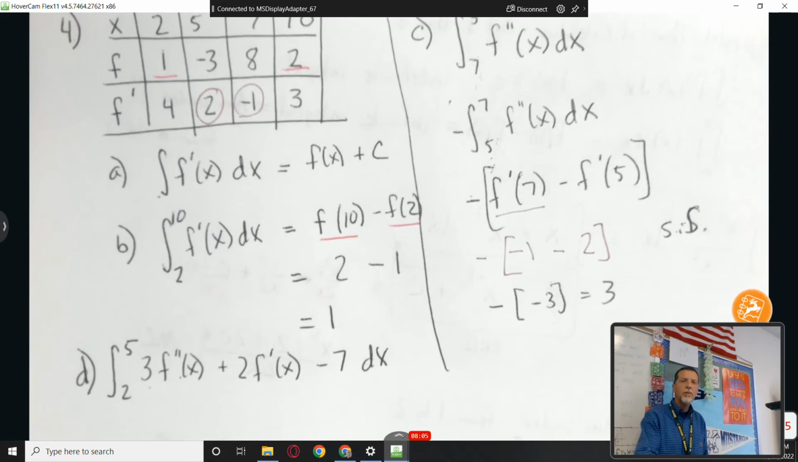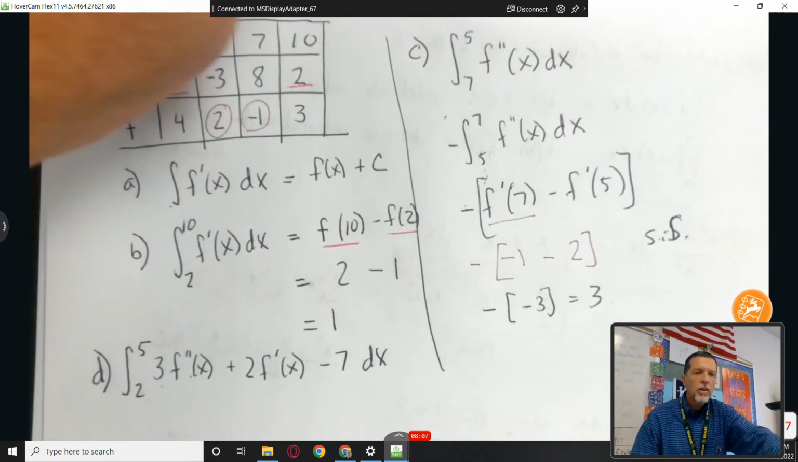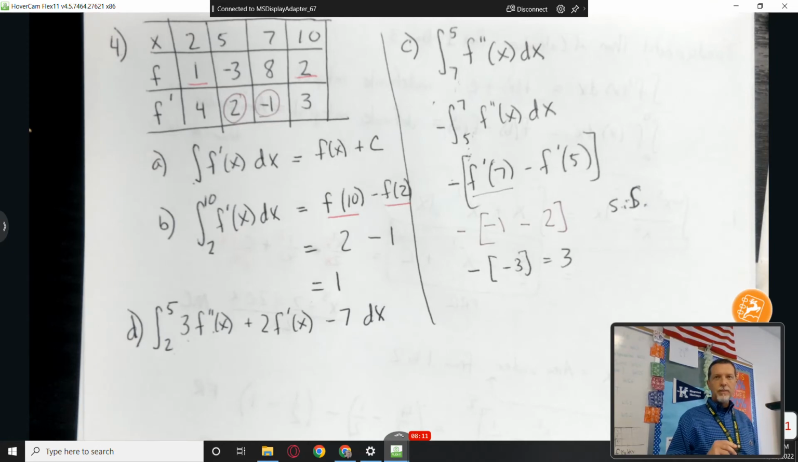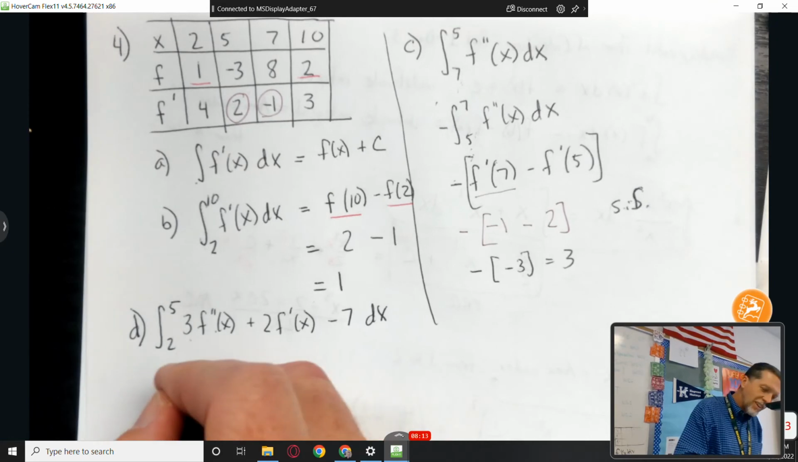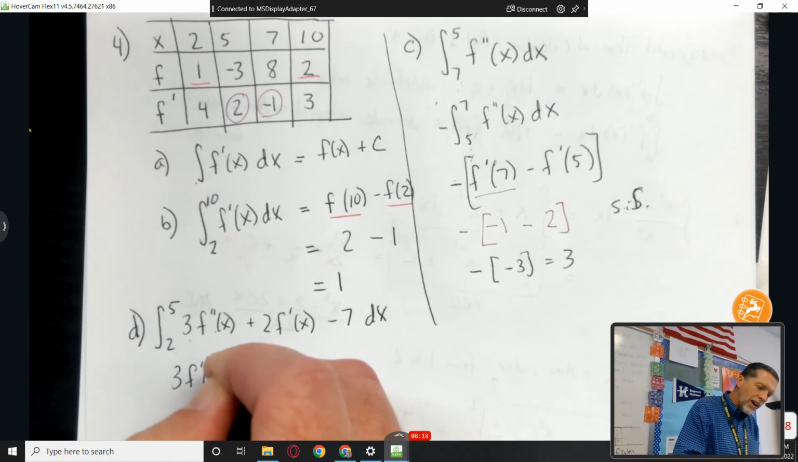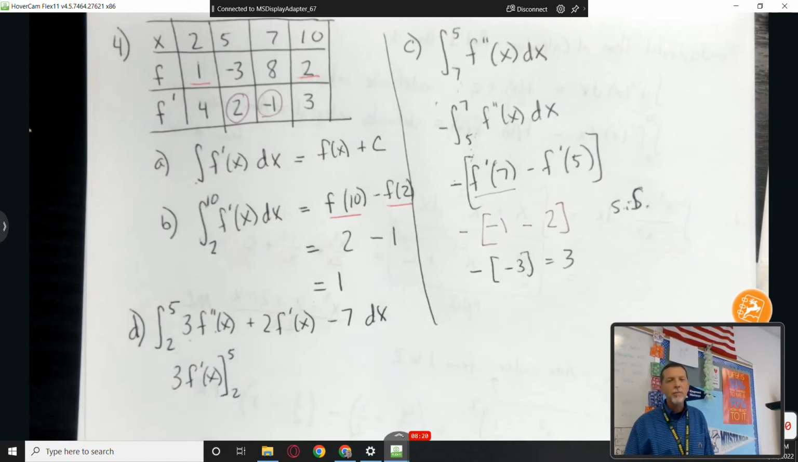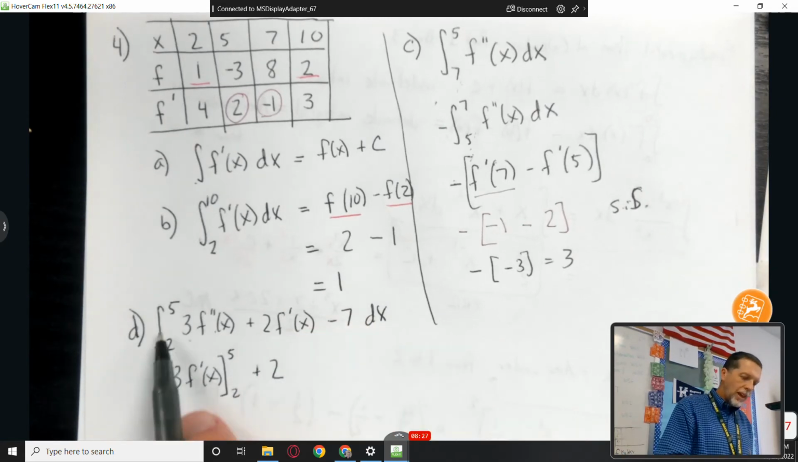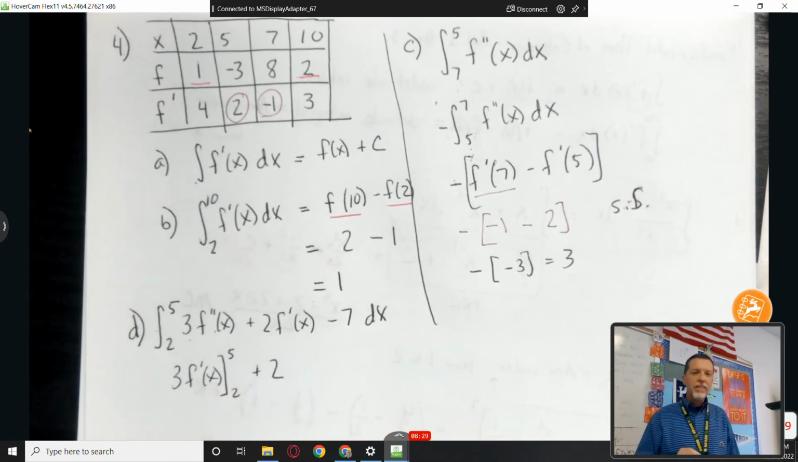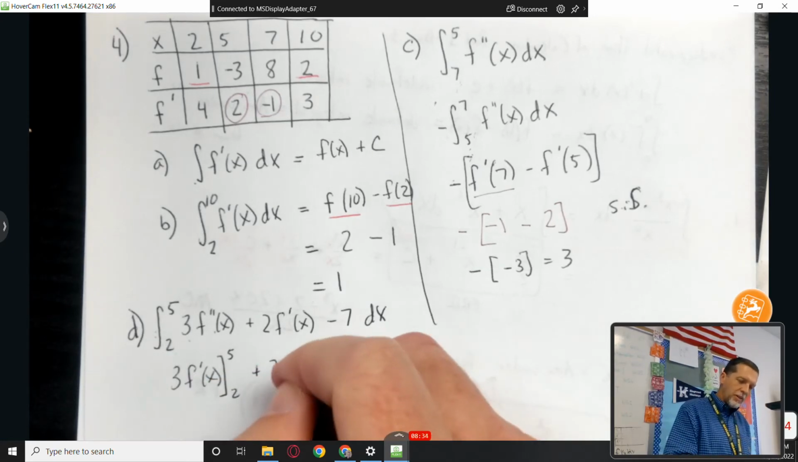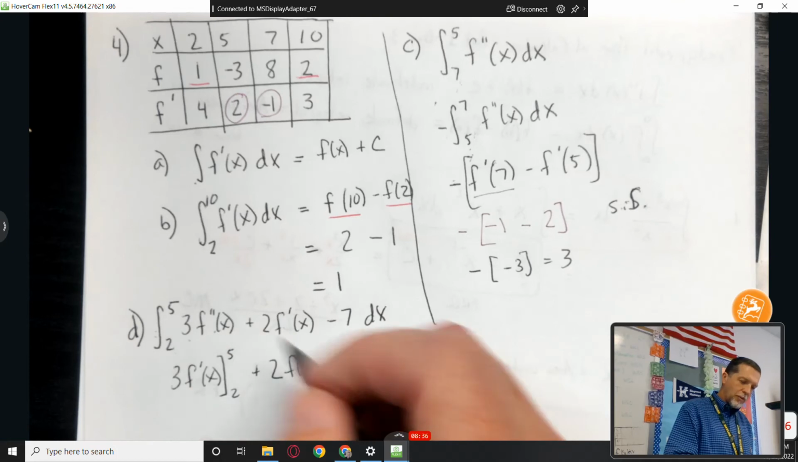Okay, so a lot going on, but one thing at a time. What's the antiderivative of the second derivative? The first derivative. So 3f prime of x, and then I'm just going to put the 2 to 5 right there. What about the antiderivative of the first derivative? That would be the original, f of x, again from 2 to 5.